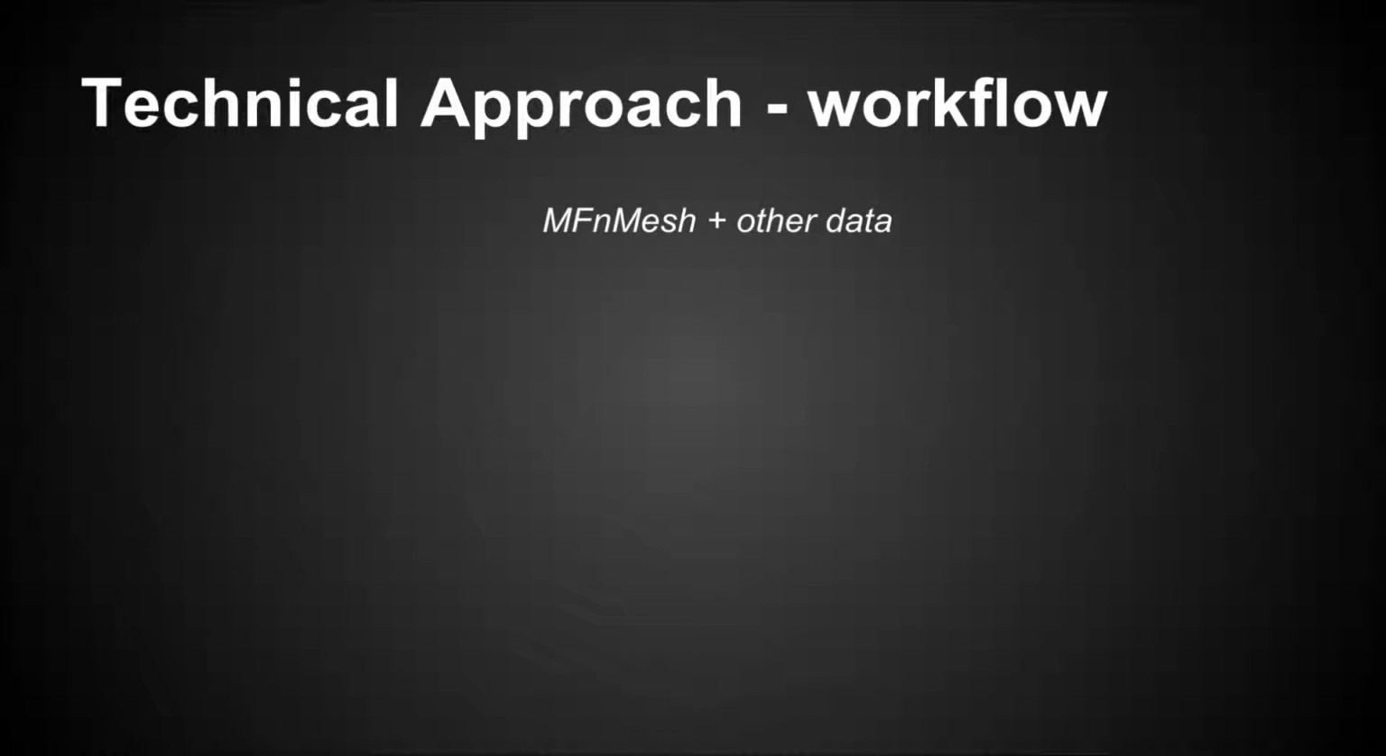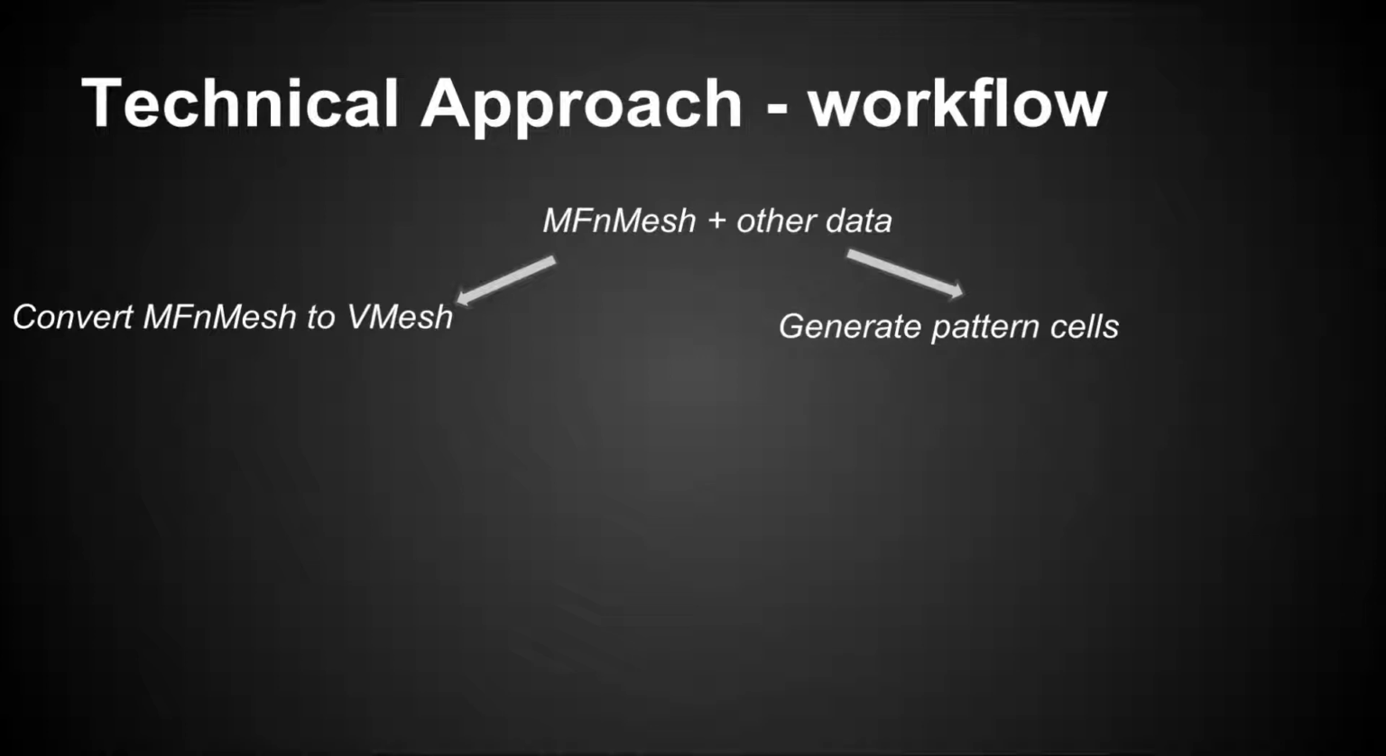First, we import the data from Maya including the mesh, fracture pattern type, impact position, number of decomposition, impact radius, and so on. Next, we convert Maya mesh to vMesh, our mesh data structure, and generate pattern cells according to fracture type, impact condition, and other parameters.